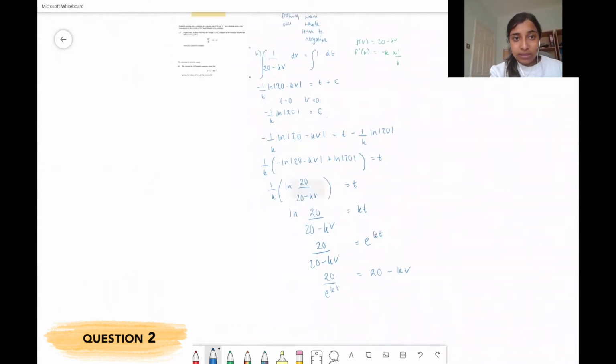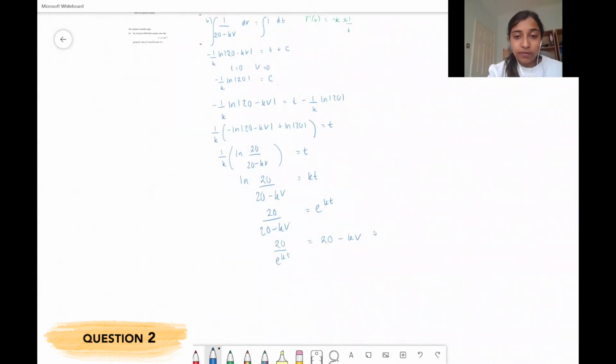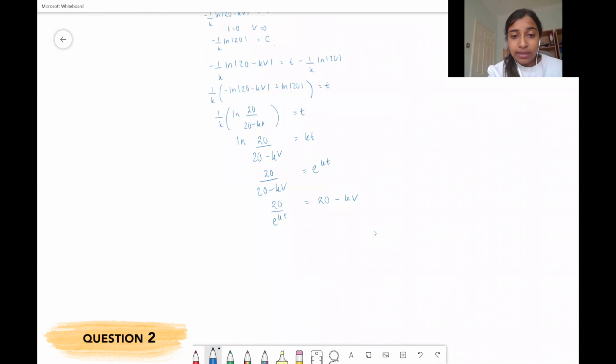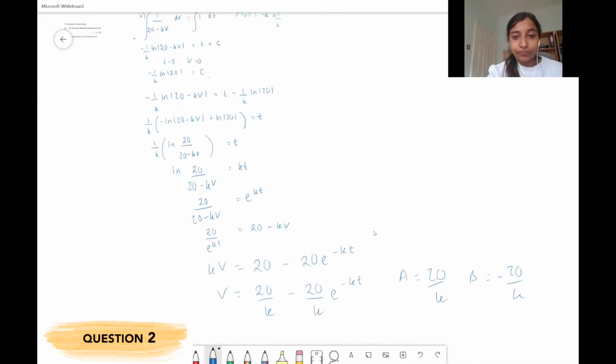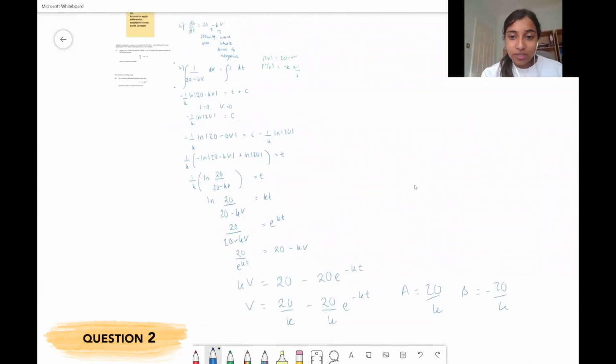And we want it in the form that they've given you, so we want V is equal to something. So then we would have kV is equal to 20 minus 20 e to the power of minus kt. So that means V is just equal to 20 over k minus 20 over k e to the power of minus kt. And that means you have your A is equal to 20 over k and your B is equal to minus 20 over k. And that's your answer to this question.